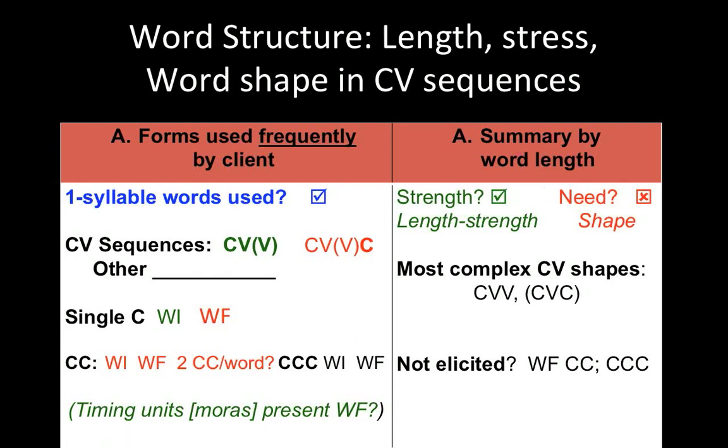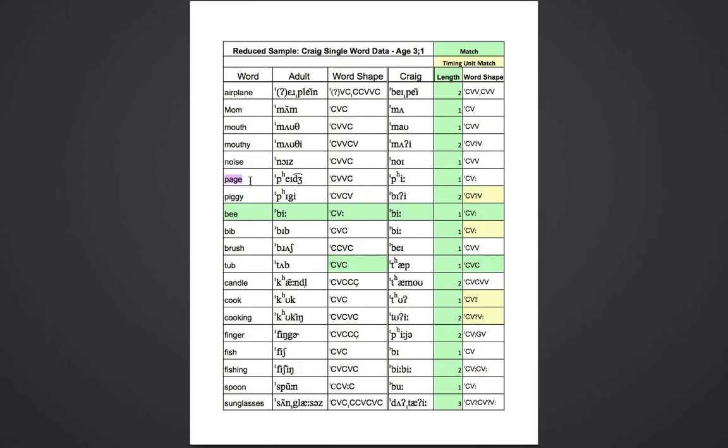So for Craig, we can see here that word length is a strength for him because he's consistently able to say single syllable words even if the shape is not correct. Let's look at the word page. The shape is CVVC, but the length is 1 syllable. Craig produces a word shape of CV with a long vowel, which is not a match in shape, but in terms of length, it's still a 1 syllable word and therefore a strength.